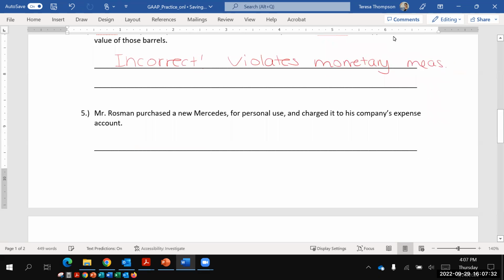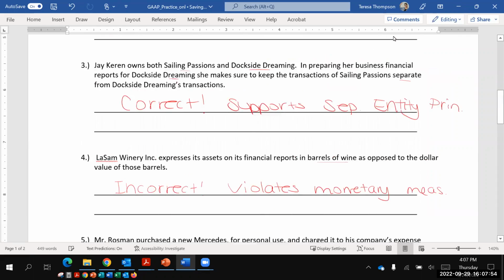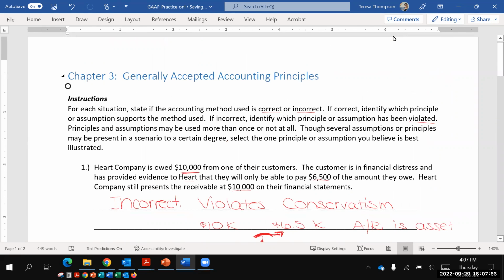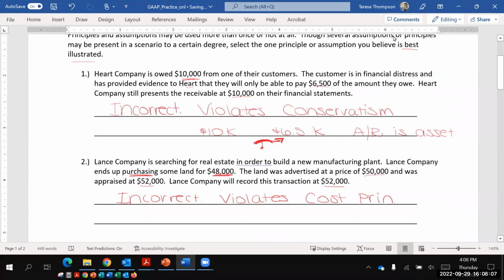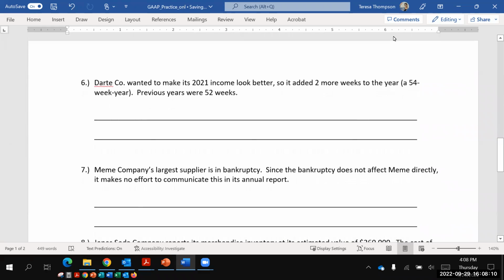Okay. Next, we have an individual. He is an owner, and he has decided to purchase a new vehicle for himself for personal use using company money. No, right? That violates separate entity. And let's see, you may have thought that one or more assumptions could be used, but go ahead and select the one that you thought was best illustrated, because we have some coming up where you're like, oh, it could be this or this. So we might differ a little bit.